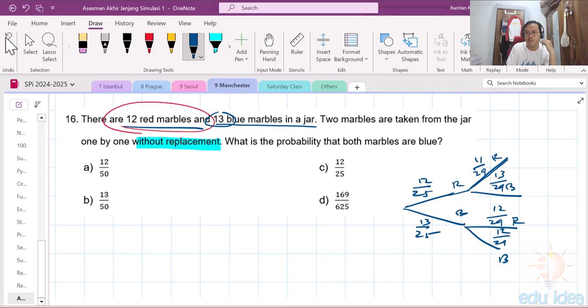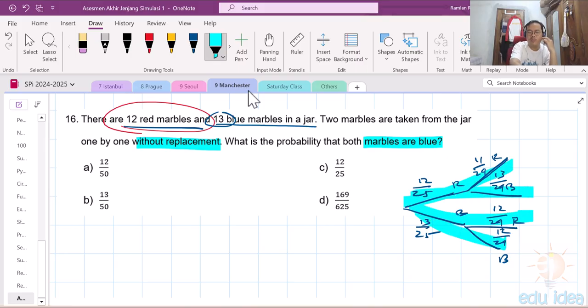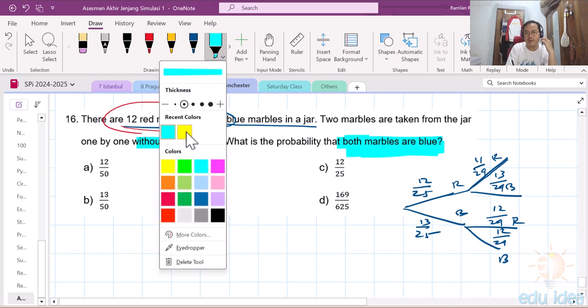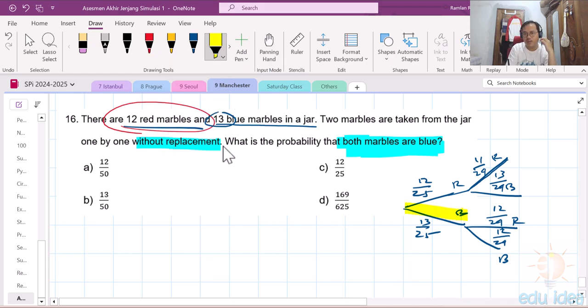So this is the complete tree diagram if you want to draw it, but if you don't want to, you can just use the one being asked. The one being asked is both marbles are blue. So we only need to look at these 4 branches, 1, 2, 3, 4, right? Which of them is included in the category being asked? Both of them are blue, right? So both blue is actually this branch over here, blue and then another blue.